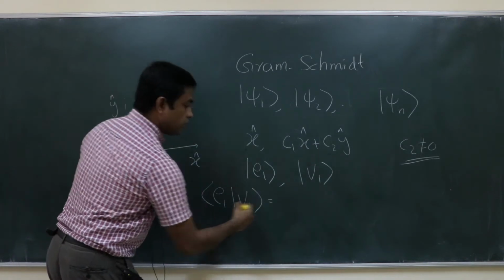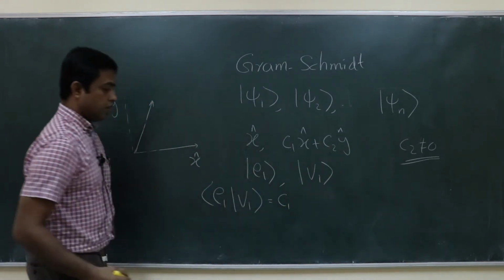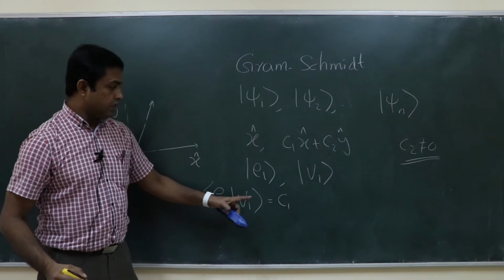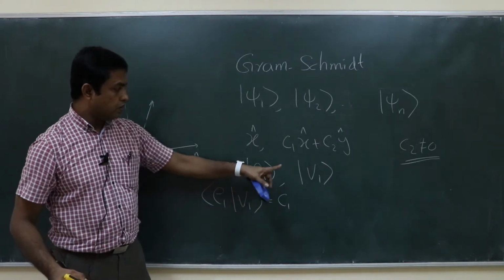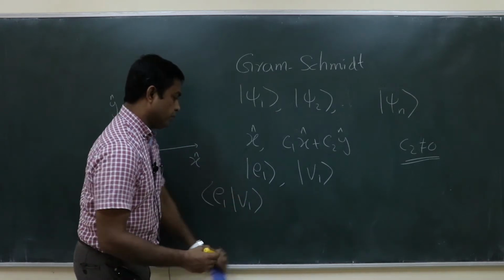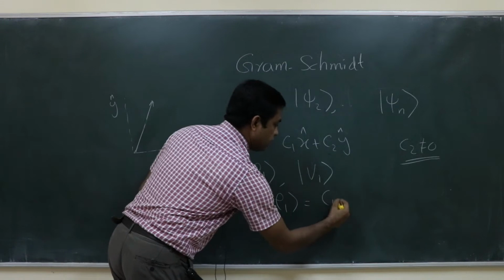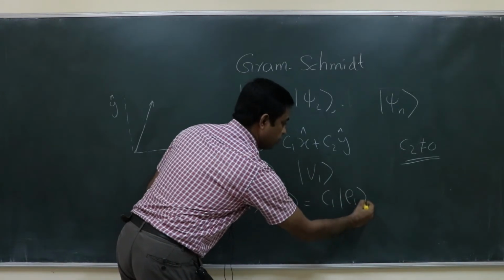What is this equal to? C1. So that is the component of this vector along E1. Obviously, I had to do ket E1 also. So I get C1 E1.